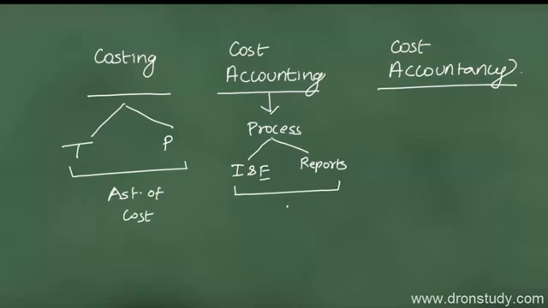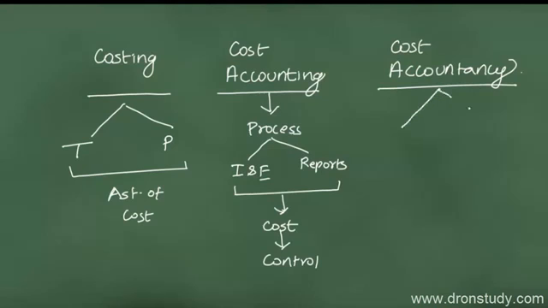We do all this to know what is the cost. And why are we interested in finding cost? To fix the selling price, and we are also interested in finding cost to control the cost. That is more important. The third element, what is cost accountancy?